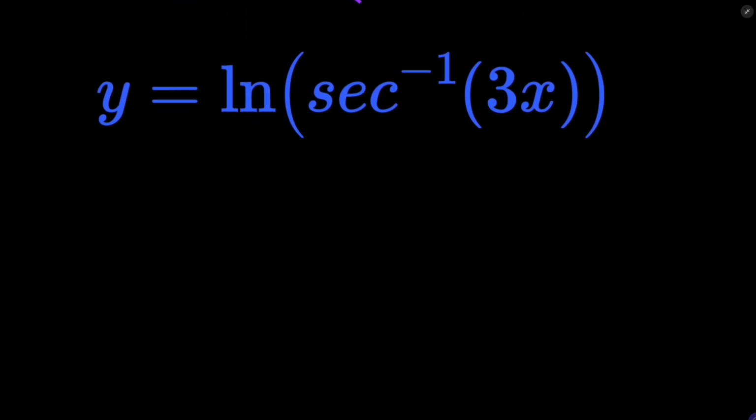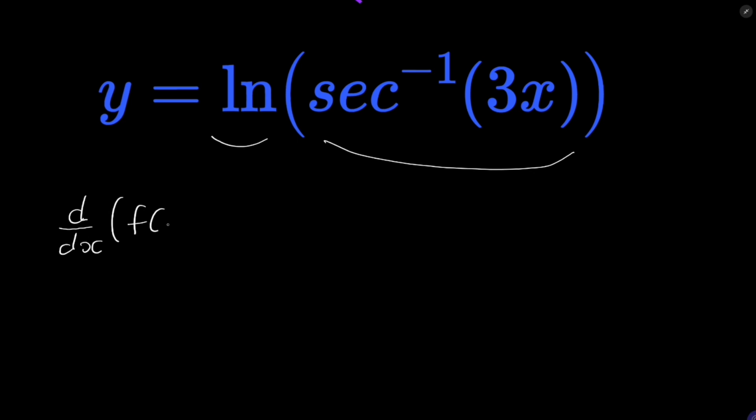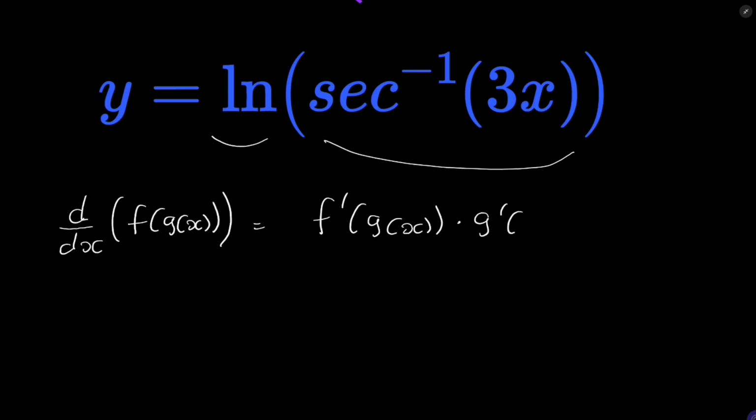The first thing we identify is that this is a function of another function, with our internal function being all of this and our external function being ln. Anytime we have a function of another function, there is one rule which comes to mind. What rule is it? It is the chain rule. And what does the chain rule state? The derivative with respect to x of a function f of g of x is equal to f prime of g of x times g prime of x.